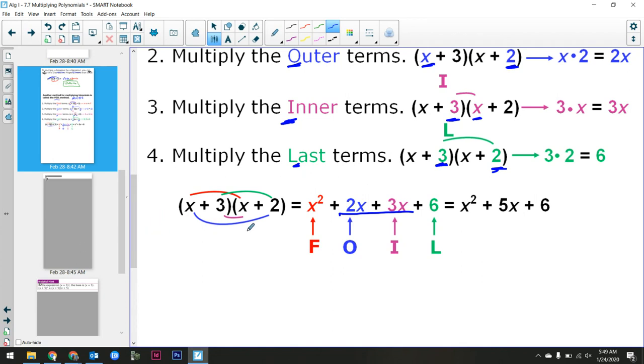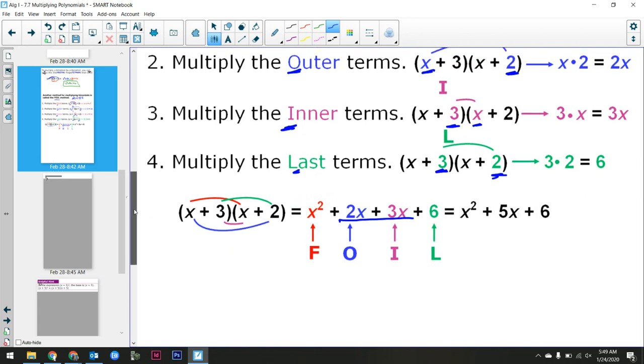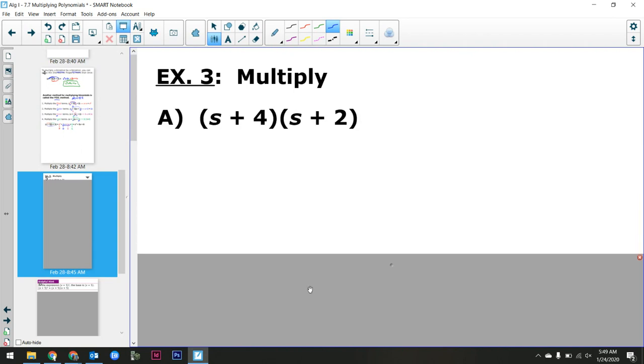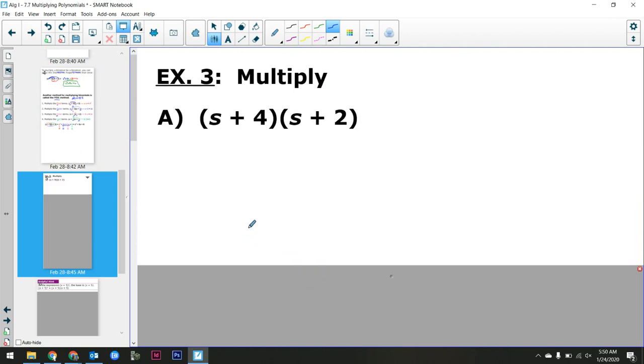Now, guys, guess what? I'm not trying to pull the wool over anybody's eyes. This is still just the distributive property, right? We still got the exact same answer as we did before. So I'm going to talk about the FOIL method, but please remember that it's just the distributive property as well. All right, let's take a look and try an example. We've got s plus 4 times s plus 2.